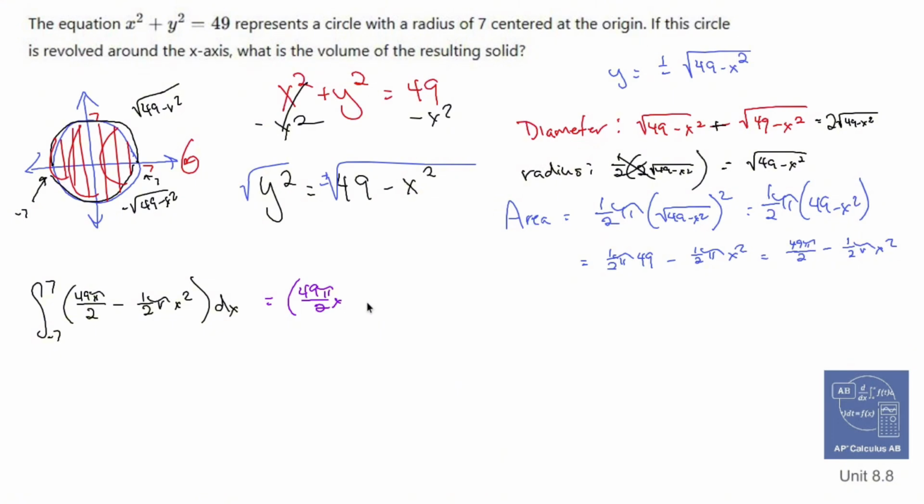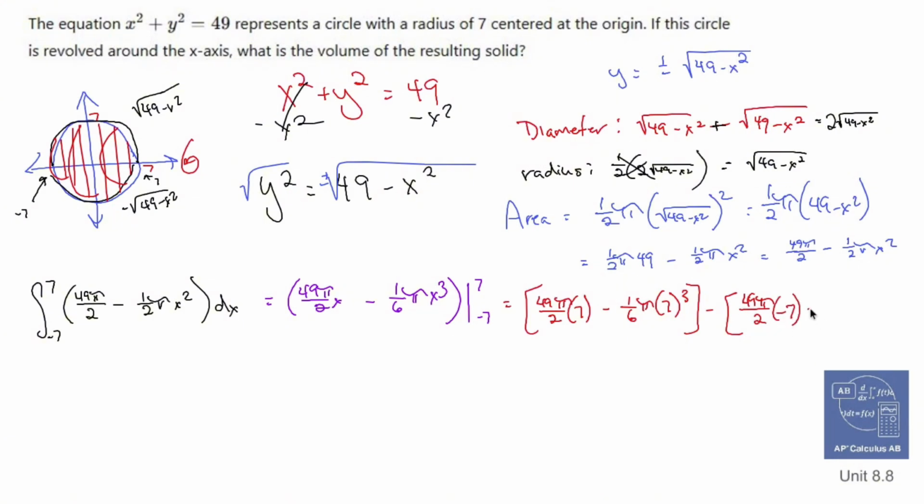Minus half pi x squared becomes one third x cubed, so this becomes one sixth pi x cubed, and my limits are negative 7 to 7. So now let's plug stuff in. It's not going to be pretty. We get 49 pi over 2 times 7, minus one sixth pi times 7 cubed, minus 49 pi over 2 times negative 7, minus one sixth pi times negative 7 cubed.